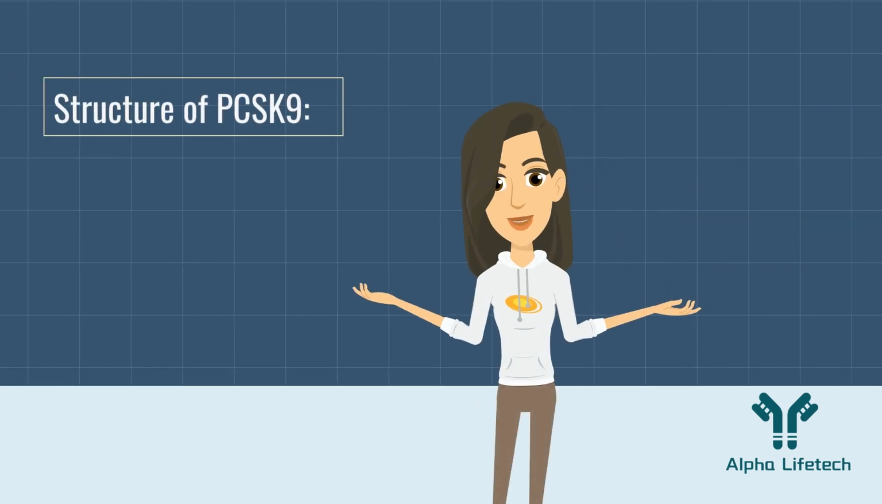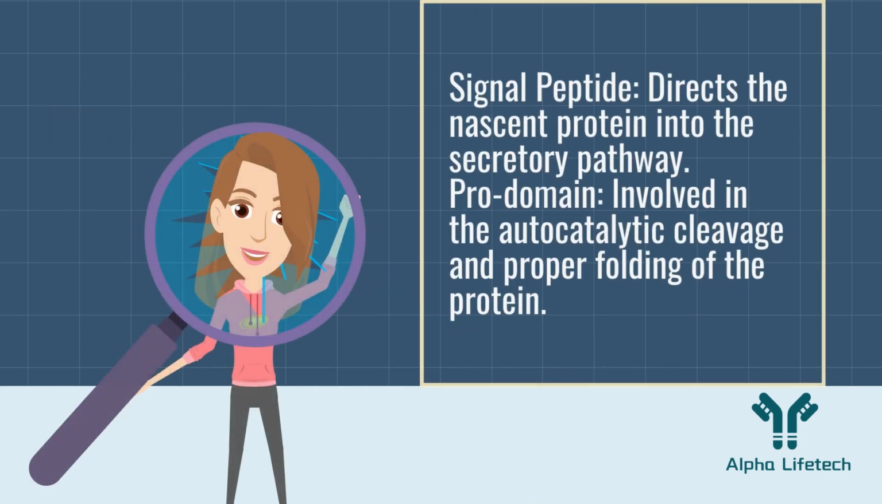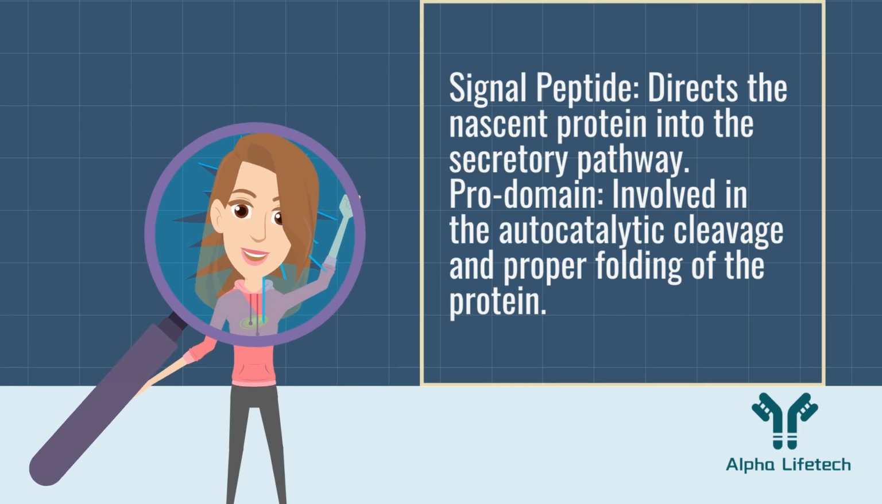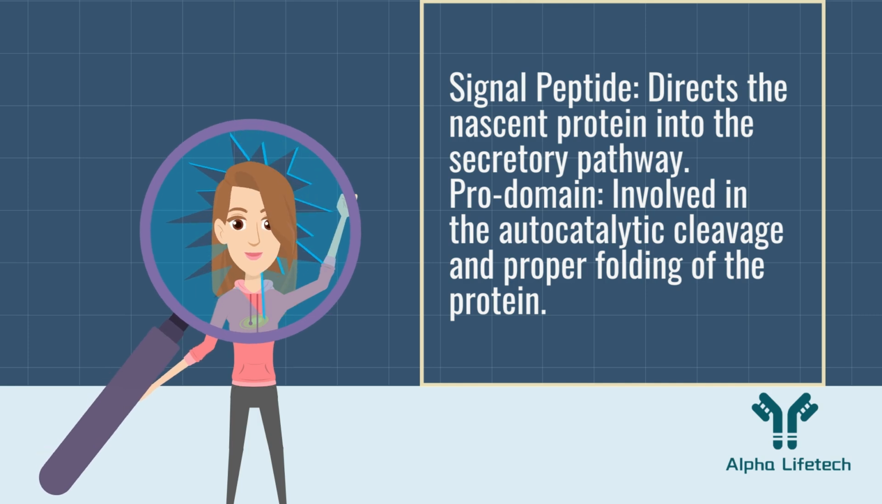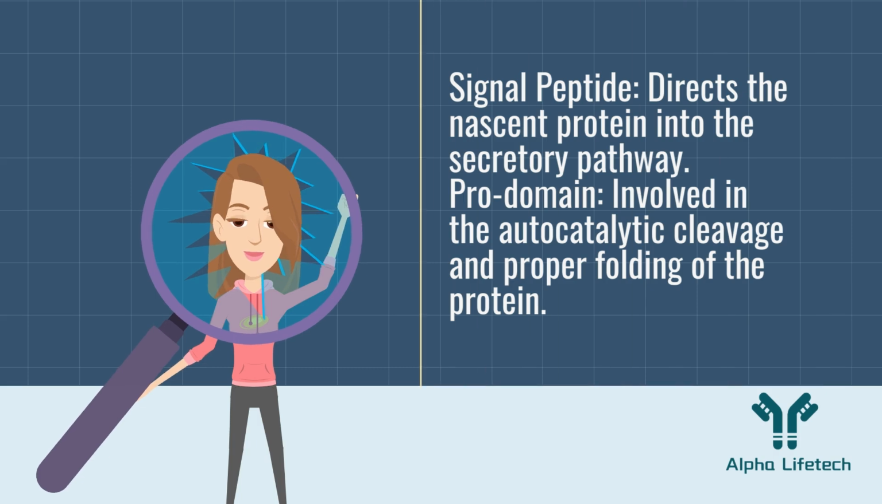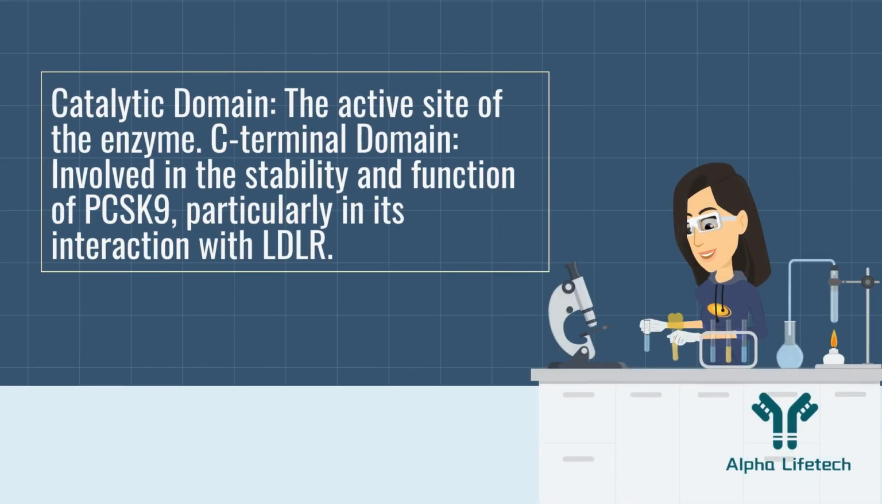Structure of PCSK9. Signal peptide: directs the nascent protein into the secretory pathway. Prodomain: involved in the autocatalytic cleavage and proper folding of the protein. Catalytic domain: the active site of the enzyme. C-terminal domain: involved in the stability and function of PCSK9, particularly in its interaction with LDLR.